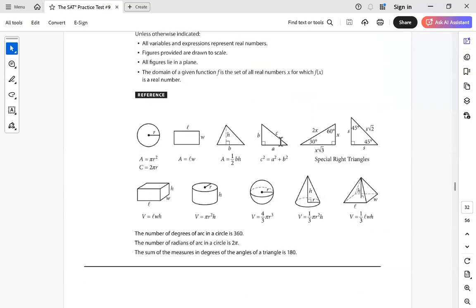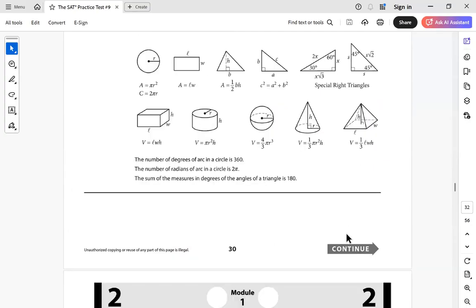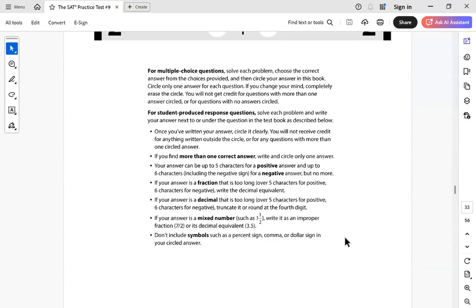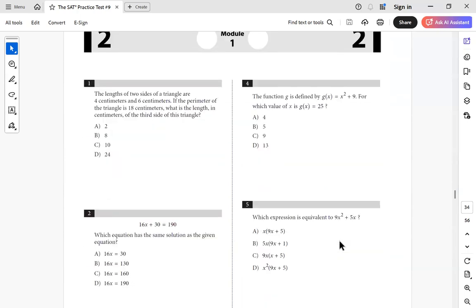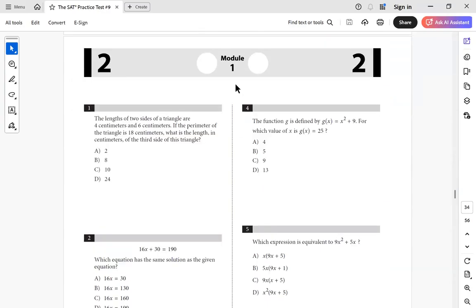The first page of the module gives a formula and fact sheet. The second page of the module describes how to format answers. Then the questions start on page 32. So we're going to do module 1 in this video. There'll be a link to the module 2 video in the description of this video as well. Let's start with the questions.